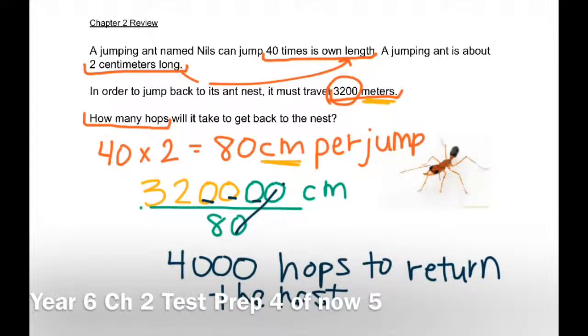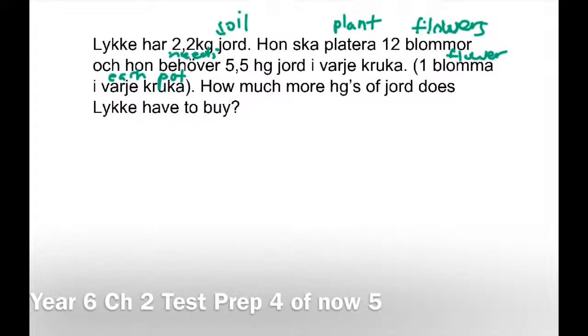Okay, next one. Again, you can pause this if you need to. Before doing this, I had to do a little bit of translating. So Lika has 2.2 kilograms of jord, and she's going to plant 12 flowers and needs 5.5 hectograms of soil for each pot. And then there's one flower in each pot. So how many more hectograms of jord does Lika have to buy?